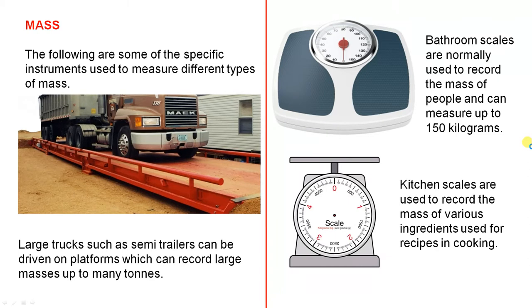Mass. The following are some of the specific instruments used to measure different types of mass. Large trucks such as semi-trailers can be driven on platforms which can record masses up to many tons. Here's a perfect example here. Bathroom scales are normally used to record the mass of people and can measure up to 150 kilograms.